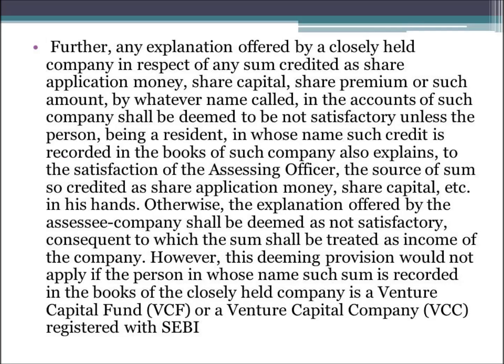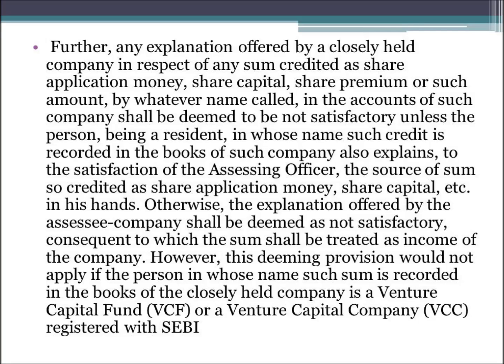Now this is a very important point regarding cash credits. So let us first read the point and then I'll explain what does it mean or what it is trying to convey.